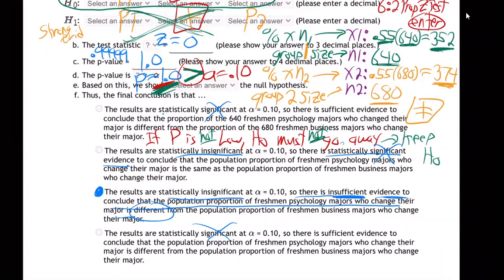So do you understand why this is the conclusion? Right? Insignificant, insufficient to conclude. There's not enough evidence, there's insufficient evidence to conclude that they're different. So there's not enough evidence for difference. Right. That's what we concluded. There's not enough evidence for difference. There we go.